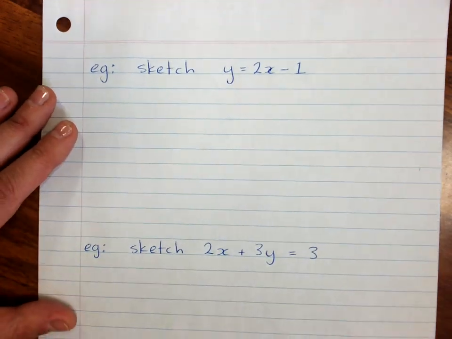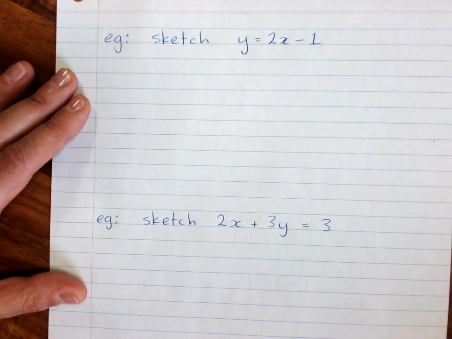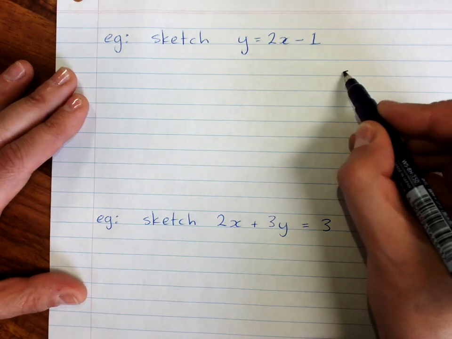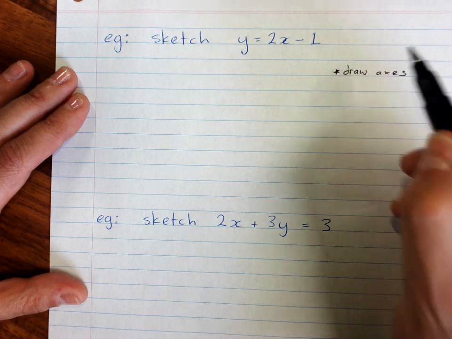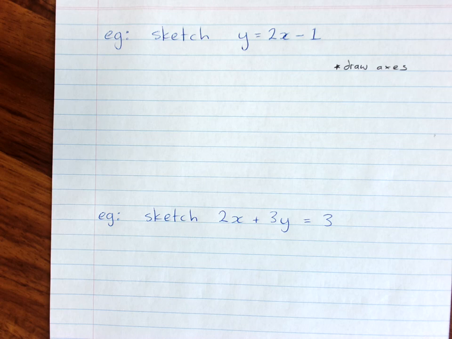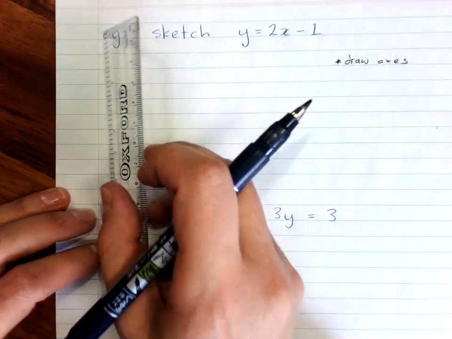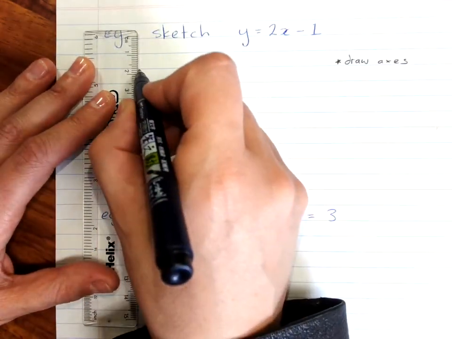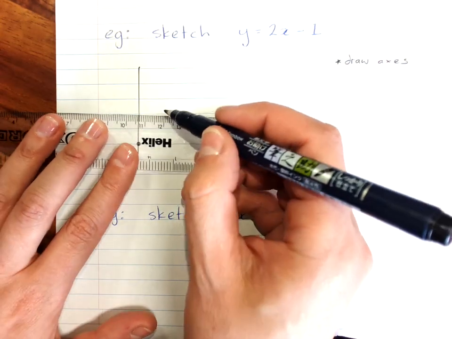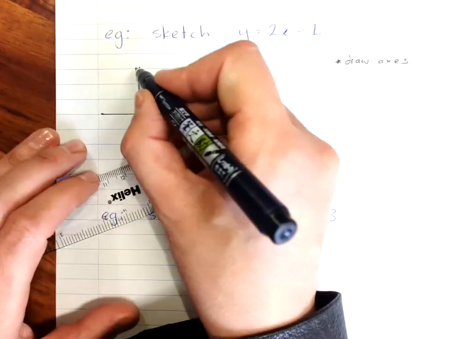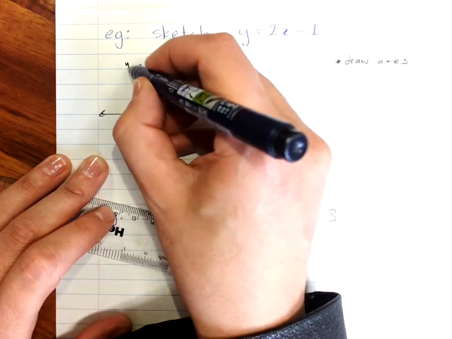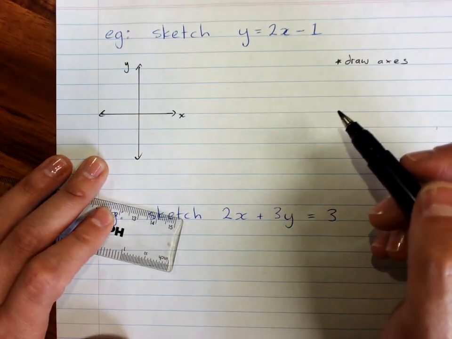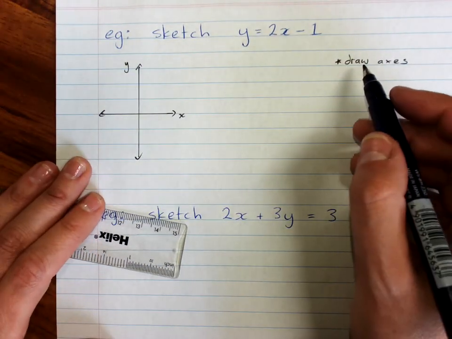Now when we're asked to sketch a line, this is different from graphing a line. You will draw axes but not put numbers on them. So all it is, sorry, let me grab a ruler, is you'll start with a set of axes and just label them x and y. It's an indication of what the line is like, not plotting it.